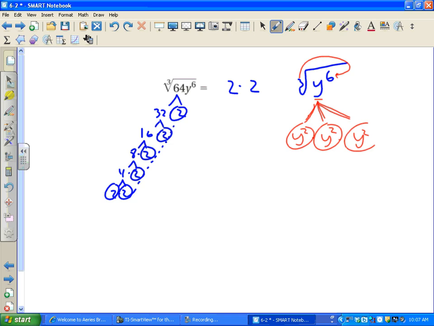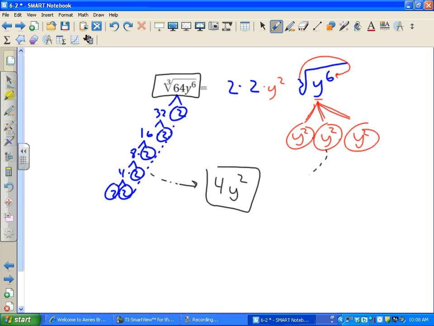This is a perfect root. I have 3y squared, so I will have a y squared outside. Remember, I was going cube root of 64y to the 6th. Hopefully, you see that the cube root of 64y to the 6th is going to be 4y squared. The 4 comes from my 64. The y squared comes from the cube root of y to the 6th.